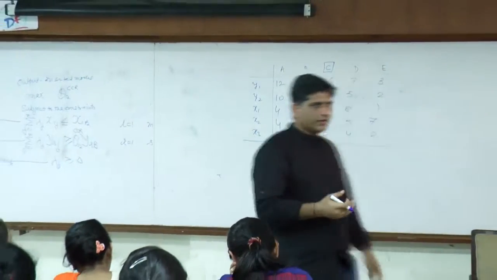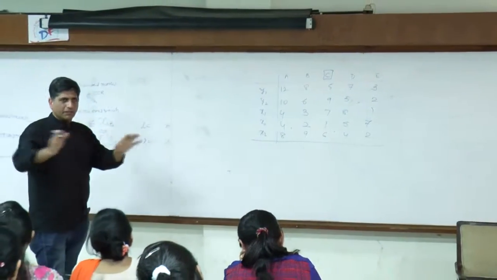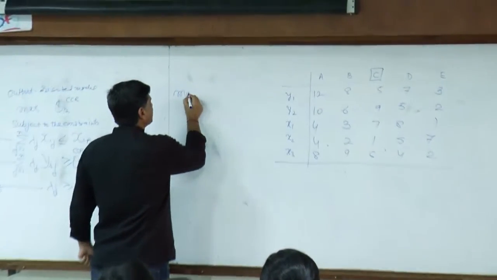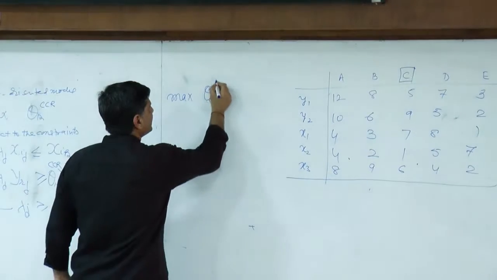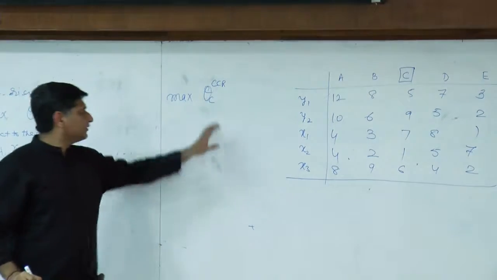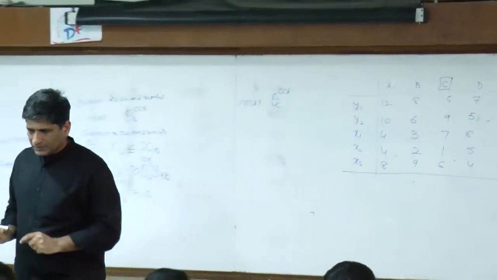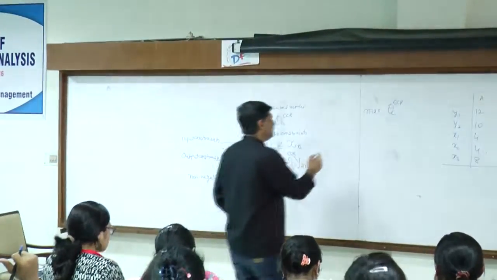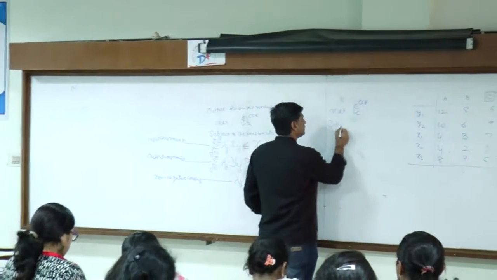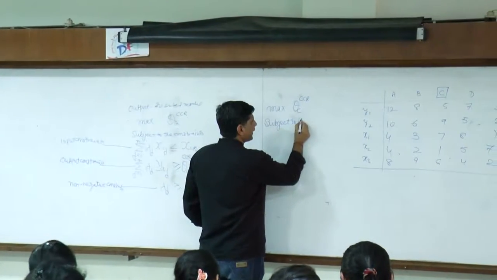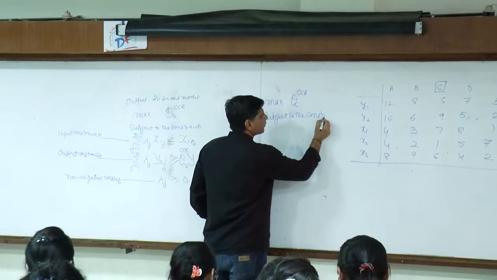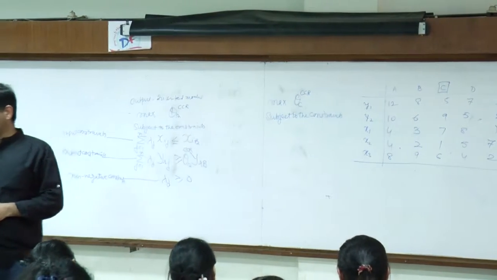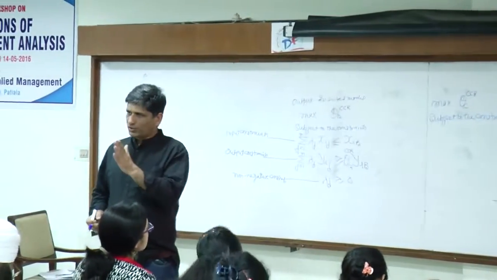How will I do it? I have to create a linear programming. I have to write maximize theta C CCR. This CCR is optional, you can skip it. Then subject to the constraints. Firstly, I would write the input constraints. There will be 3 input constraints.